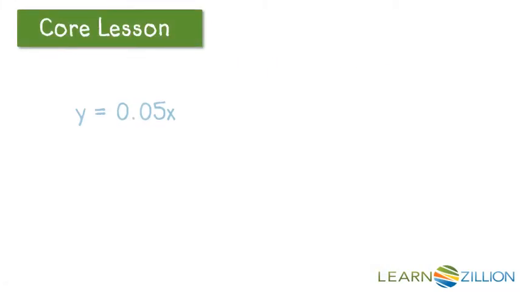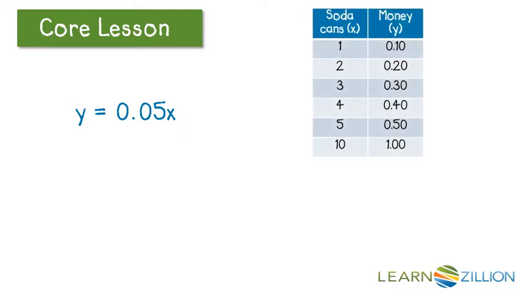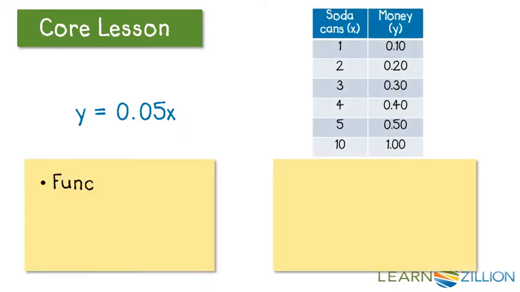So let's compare. We have an equation and a table. Well, each one is a function. How do I know that? Well, to be a function, each input has exactly 1 output. So I know that every amount of soda cans I bring in is going to give me 1 output.